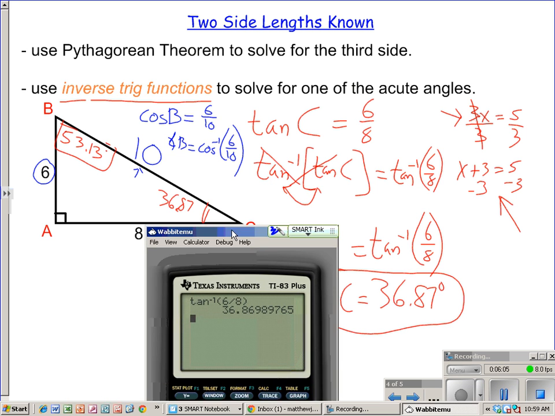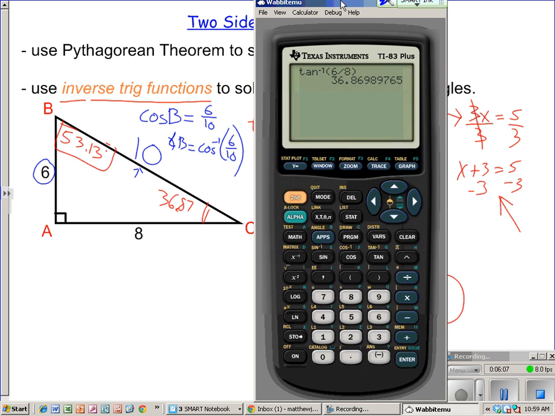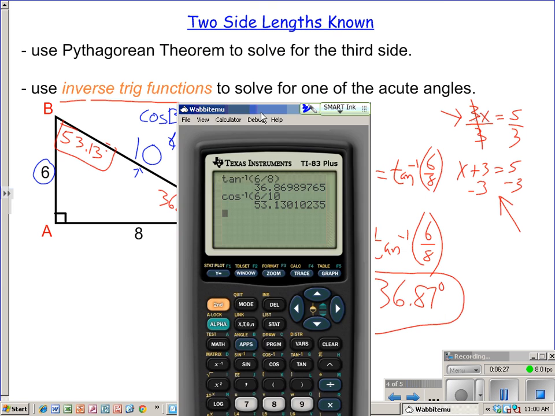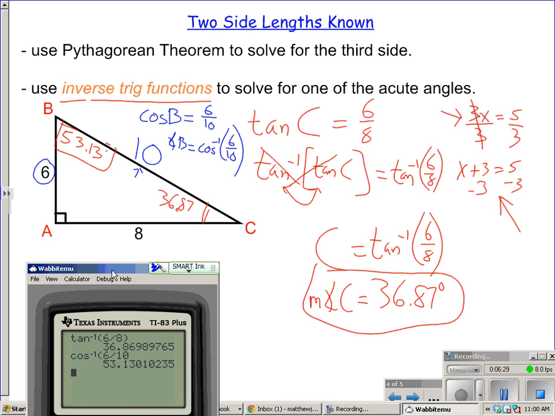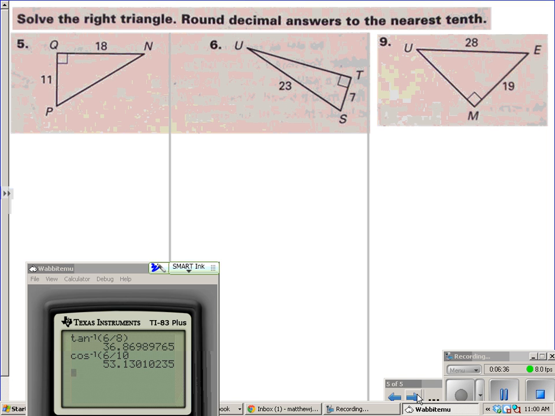So this is the idea of these inverse trig functions. Whatever angle it is you're looking for and what side you know, that trig function's ratio tells you, oh, I got to be using this one. So we go secondary, cosine. There's your inverse cosine function. 6 divided by 10, enter, 53.13 degrees. That's exactly what we said it was the other way. All right, this is how we're going to use these inverse trig functions to solve right triangles.